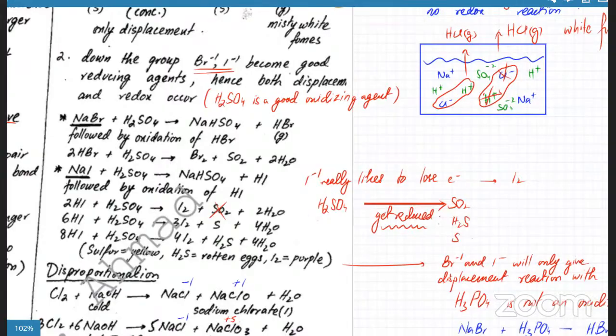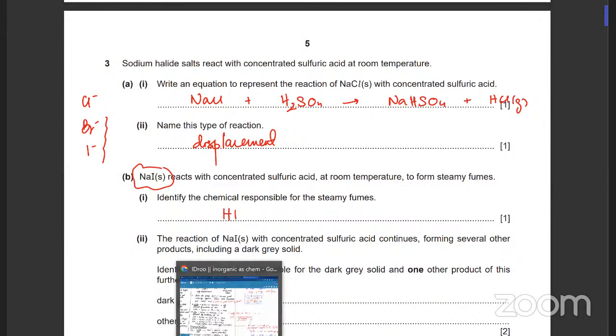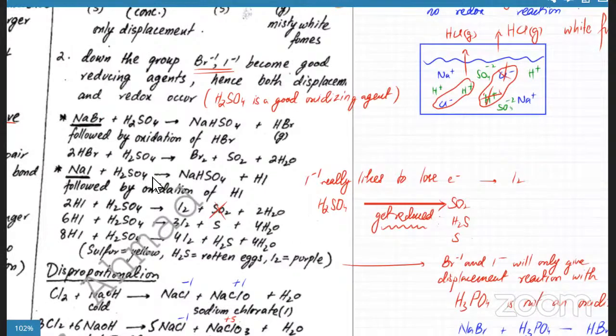So this question is all about this one. It's name the type of reaction. That's a displacement reaction, not a redox reaction. And the other one is identify the chemical responsible for the steamy fumes. When you do it with NaI, the steamy fumes are produced by HI. You're going to get the same displacement reaction initially: NaI reacts with H2SO4. The H+1 and I-1 combine to form HI, which is the steamy gas that's produced.